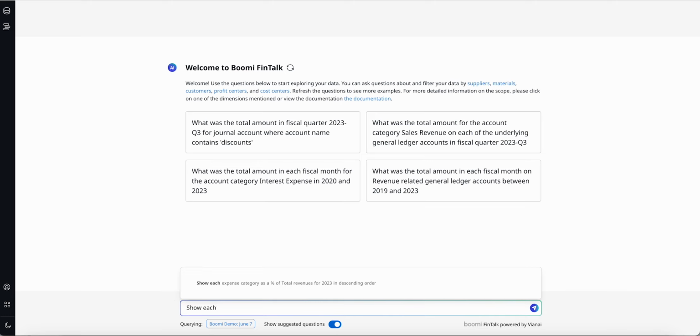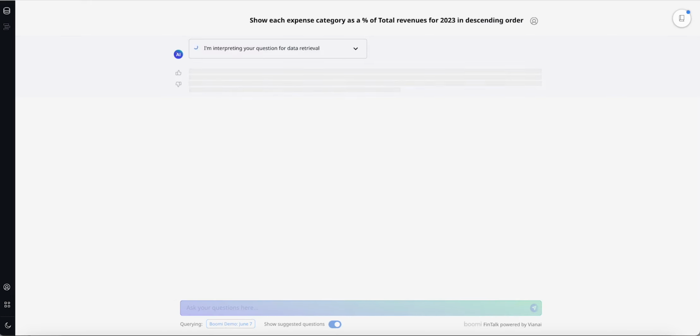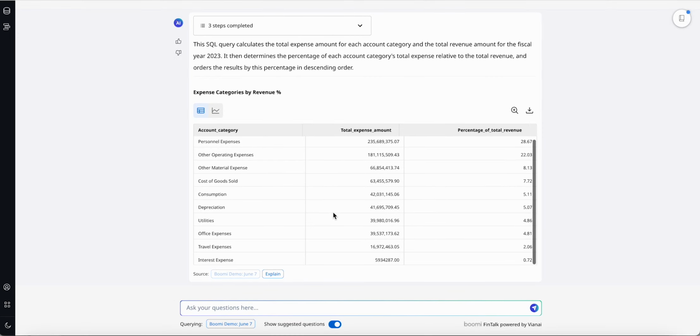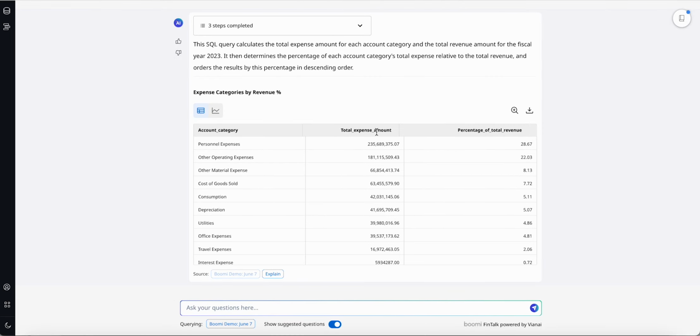So I want to understand how each expense category has developed as a percentage of total revenues. What you see here, in less than 10 seconds, is a table created on the fly, which shows the total expense values. And the percentage of total revenues is computed by Boomi FinTalk on the fly. And what you see here are personnel expenses and other operating expenses. That's about 50% of the spend.